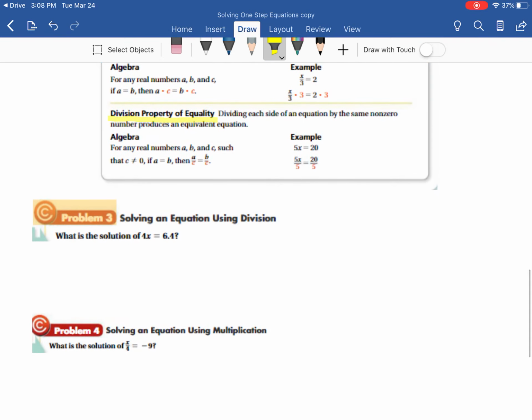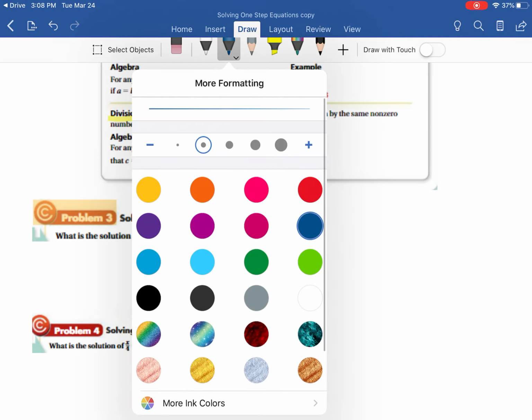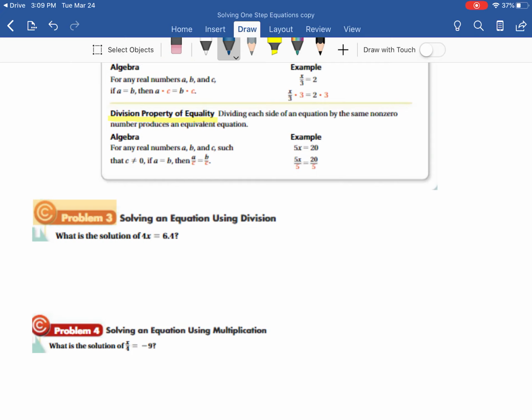And looking at this on the video, I'm realizing that these values may be a little bit blurry. So problem 3 says 4x equals 6.4. When I look at this, I have to remember that right here between 4 and x, that's an understood multiplication. Those are being multiplied together. That's 4 times x equals 6.4.